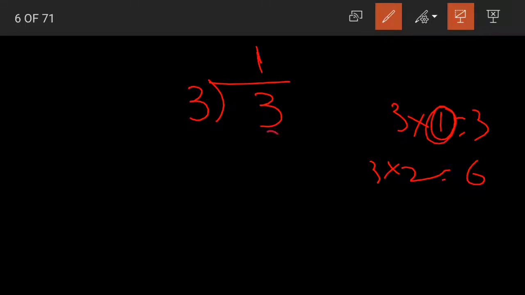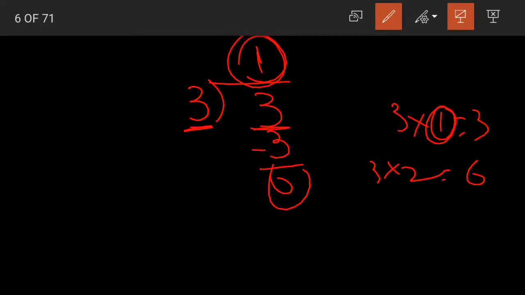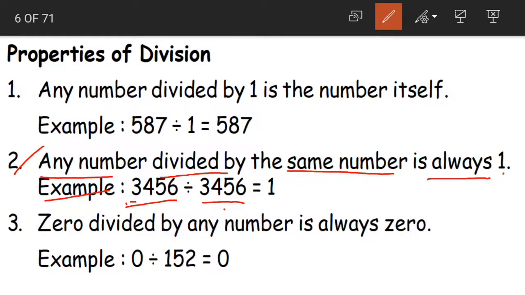So 1 becomes our quotient. Yes. So what is our answer of division? 1. So whenever we divide a number by itself, the answer will be 1. Okay. The answer will be 1, as 3 divided by 3 is equal to 1. Even 3456 divided by 3456 also will be equal to 1.